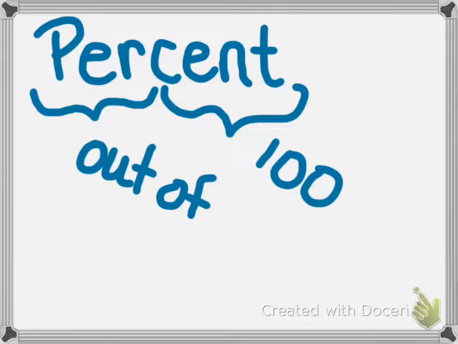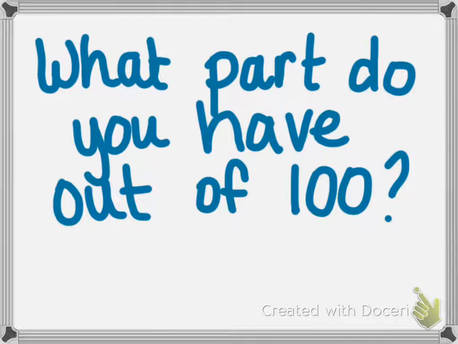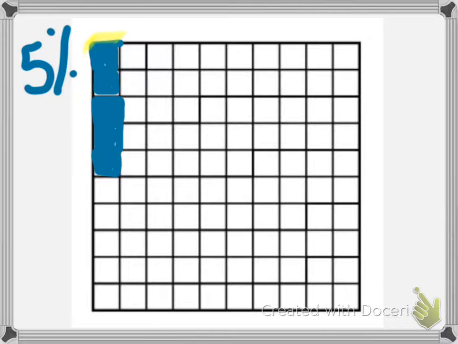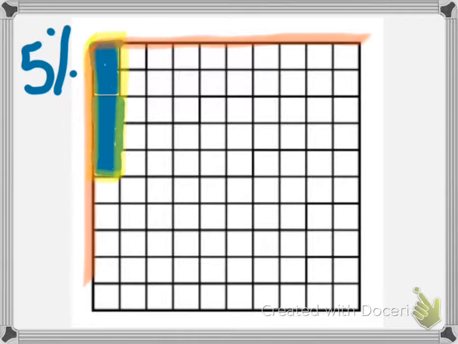When you try to figure out a percent, you need to think, what part do I have out of 100? Say you have 5%. That literally means you have 5 pieces. Shade in our 5 here. Out of the total 100. So you have 5%.